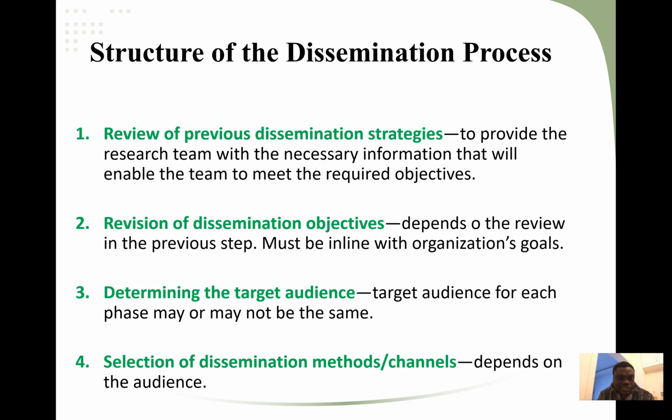Secondly, we will do a revision of the dissemination objectives. For each stage, the objectives may be different, but the overall objectives for the whole research project would not be different. So we have sub-objectives which will then meet the bigger objectives. So the research objectives will depend on the review in the previous step, and they must be in line with the organization's objectives. Third, we will determine the target audience for that phase of the dissemination.